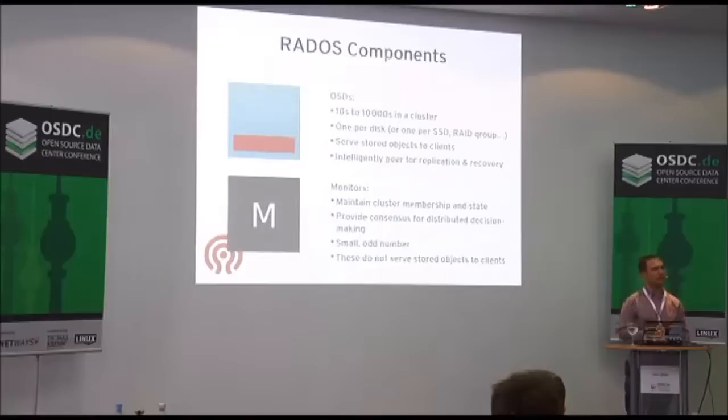Monitors, you usually have 3 of them, perhaps 5. You need an odd number of them because they form a quorum using the Paxos protocol. And they maintain the most important state of your system. They tell the system which OSDs are available, which are up, which are down, and take care of managing that.